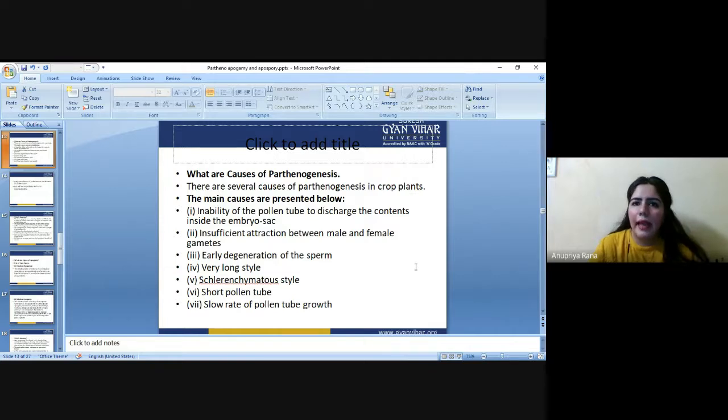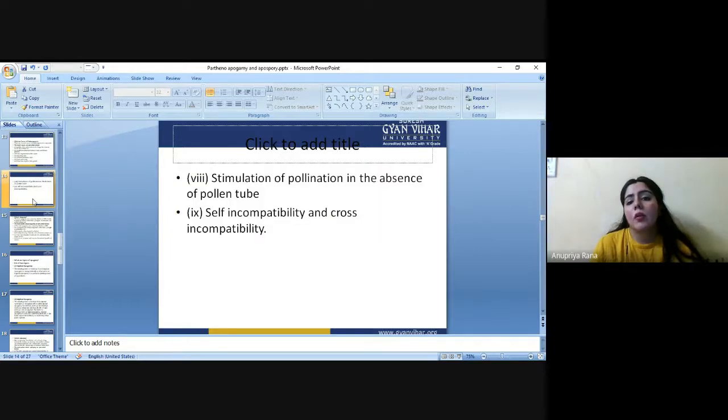If they are already activated, they have to reach the embryo sac in time. But if they do not get there in time, they can be deactivated. So these are very fundamental causes of parthenogenesis, like stimulation of pollination in the absence of pollen tube.